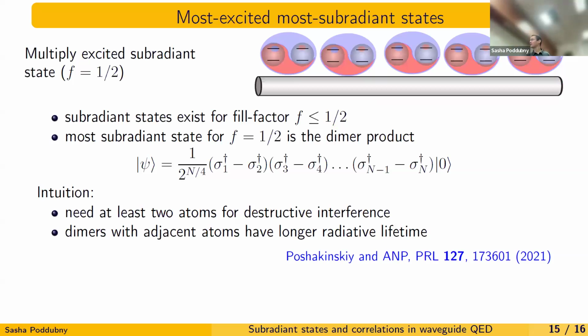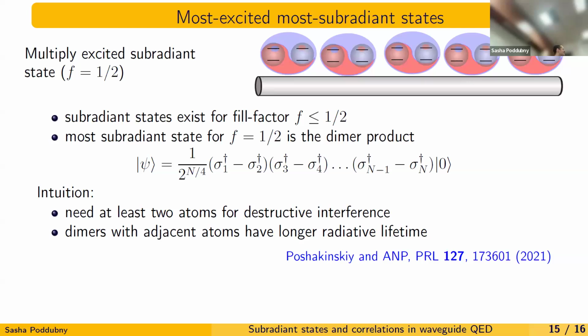So now this is my last non-summary slide. How do your most excited subradiant states look? We learned that if you have a small amount of excitations, your most subradiant states are some plane waves of polaritons. If you have a fill factor well above 1/2, you don't have subradiant states. What is the last subradiant state standing? How will it look in space? And for this, we have an answer.